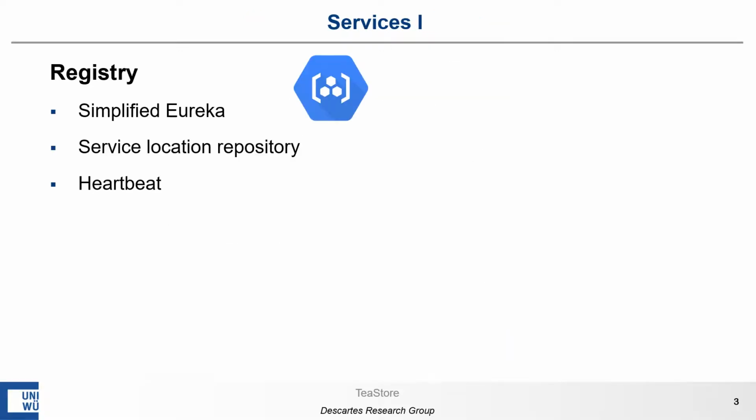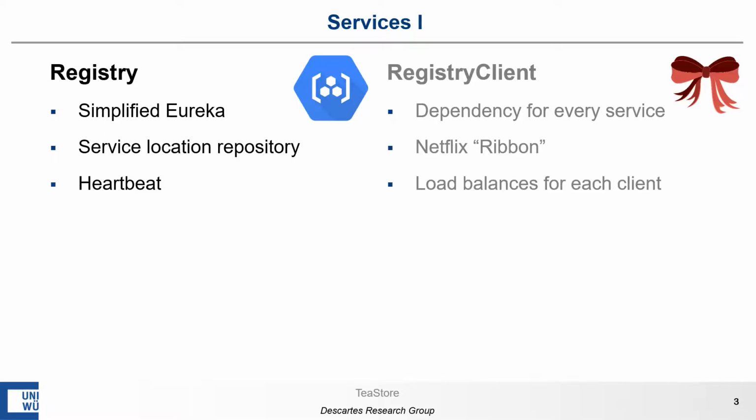The registry is a simplified version of Netflix's Eureka. It provides location services and a heartbeat to see if other services are still online. Each service communicates with the registry using the registry client. They also use the registry client for inter-service communication and load balancing. It is based on Netflix's Ribbon.